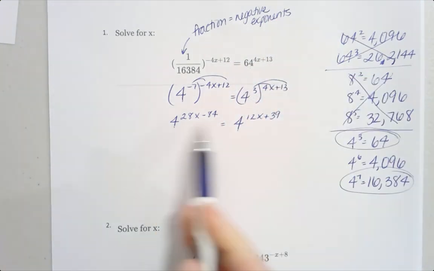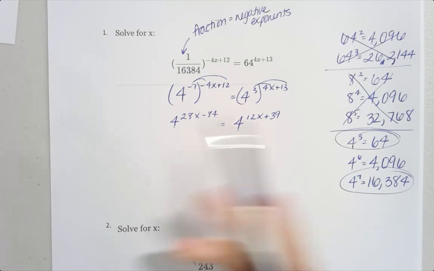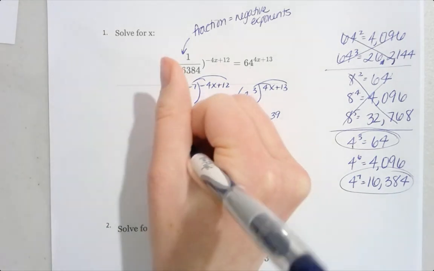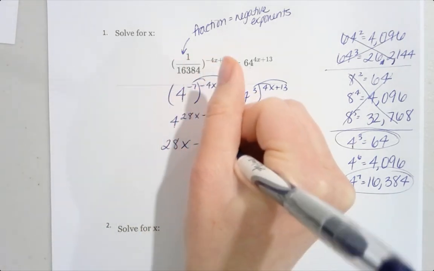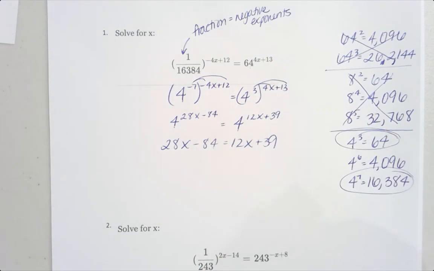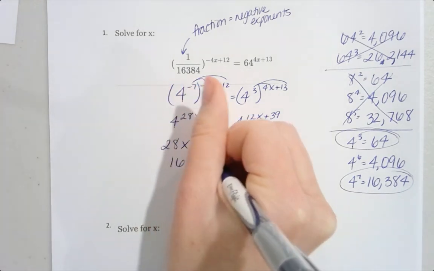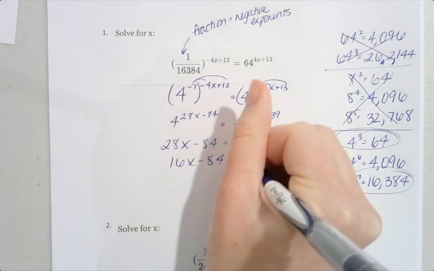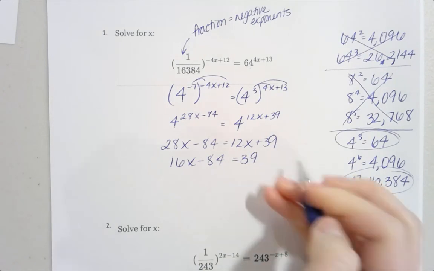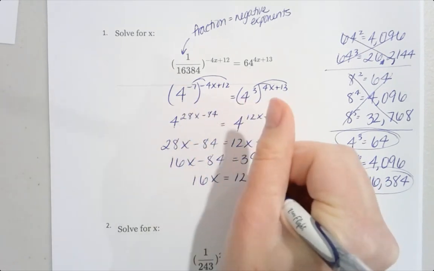And now that I have equal bases and I've cleaned up my exponents, that means my exponents are equal. So let's go ahead and set them equal. So 28x minus 84 is equal to 12x plus 39. I am going to subtract my 12x over here. So I'm going to get 16x minus 84 is equal to 39. I'm going to add over my 84 and get 16x is equal to 123.